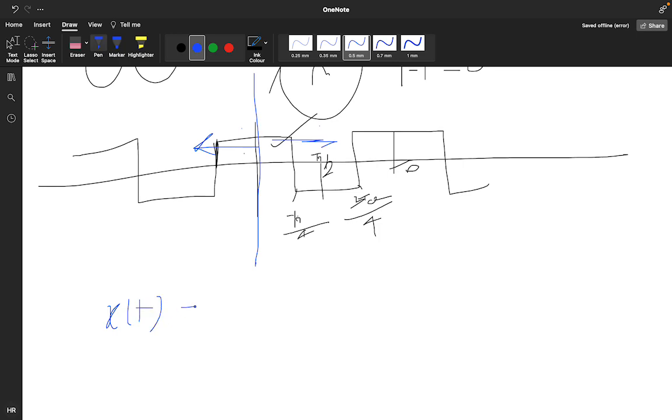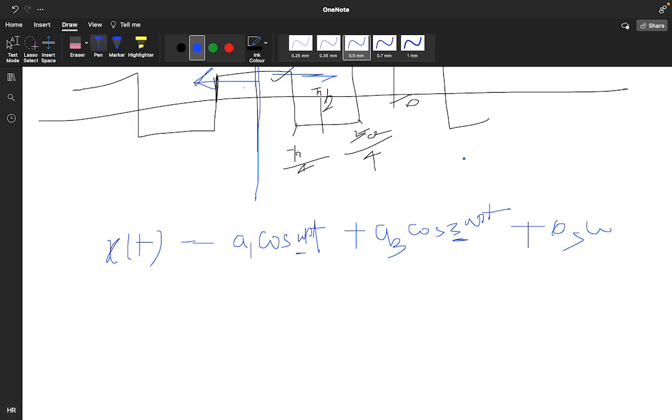When you expand this signal, x of t will contain only a1 cos omega naught t plus a3 cos 3 omega naught t plus a5 cos 5 omega naught t plus a7 cos 7 omega naught t, and so on. You get only odd harmonics because it is half wave symmetric, and only cos terms because it is even. No sine term will be present.